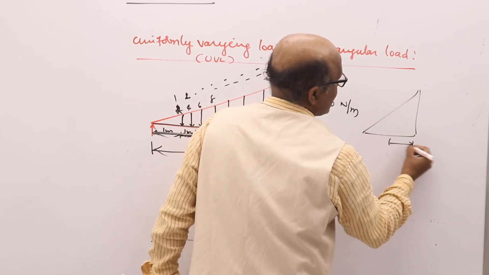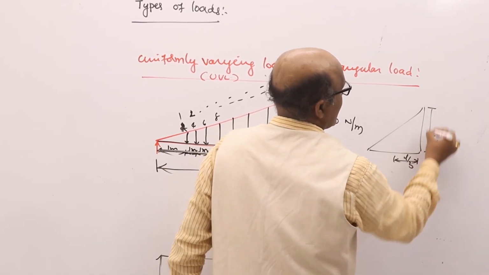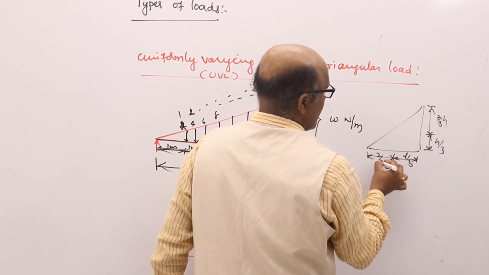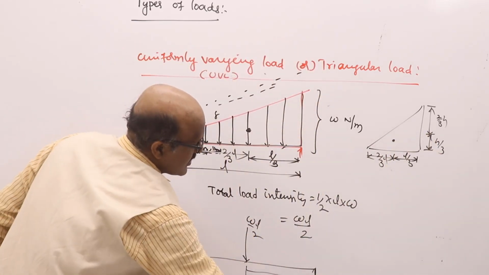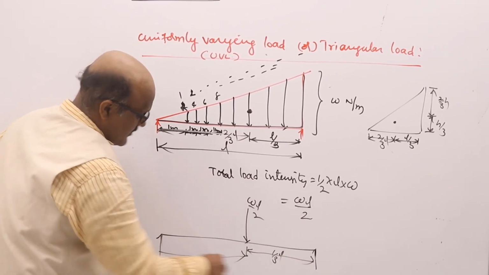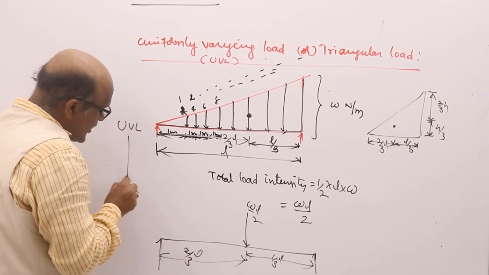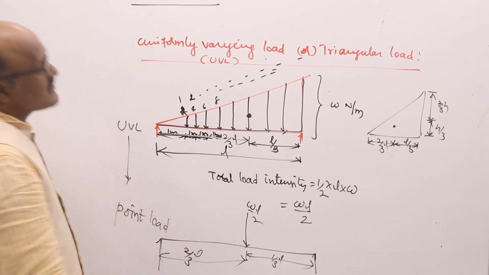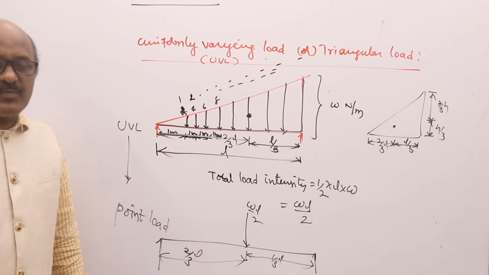So here is L by 3, H by 3 from here. From here to reach 2/3 of H, from here to reach 2/3 of L. So at this point, from here to reach 1/3 of L, from here to reach 2/3 of L. Now this UVL is converted into a point load, my dear students. This is the conversion of UVL into point load. All of you clear? It is very simple, my dear students.